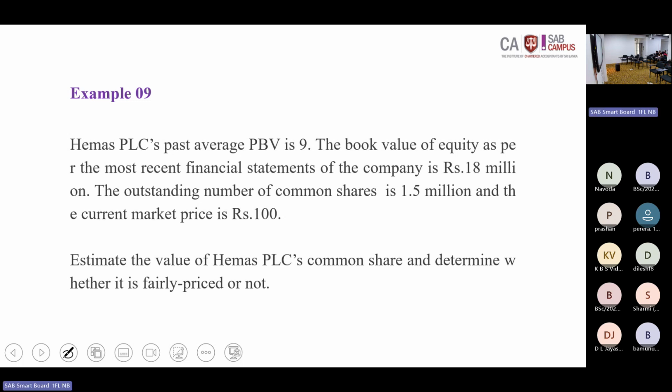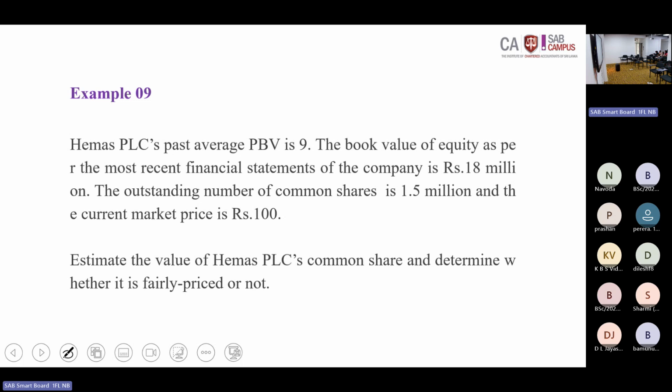PBV, price to book value, equals share price divided by book value per share. Book value per share. Okay, now read the question.